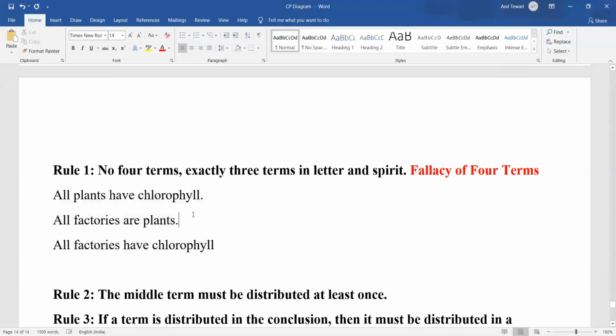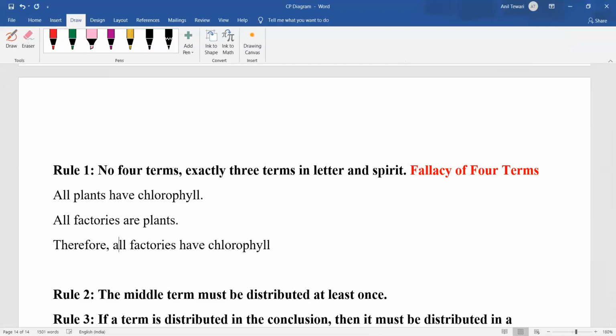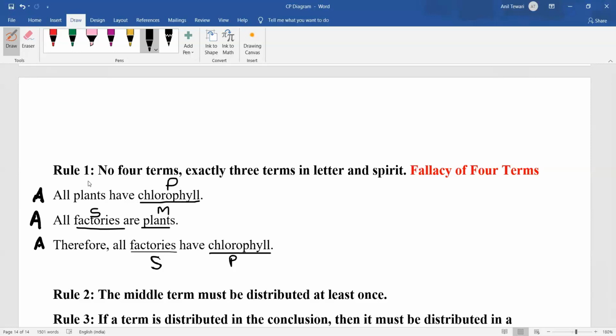Look at this particular example. All plants have chlorophyll. All factories are plants, and therefore all factories have chlorophyll. If you look at the structure of this argument, it is basically triple A1. Here you have the subject and the predicate, and the remaining term is your middle term. This is basically figure A, and this logical structure triple A1 is a valid structure. You can just check through Venn diagram.